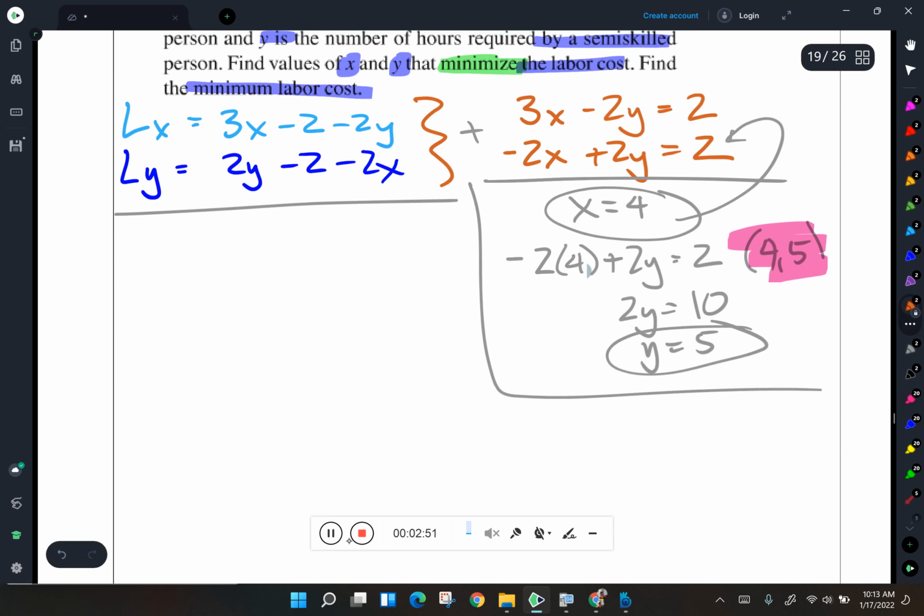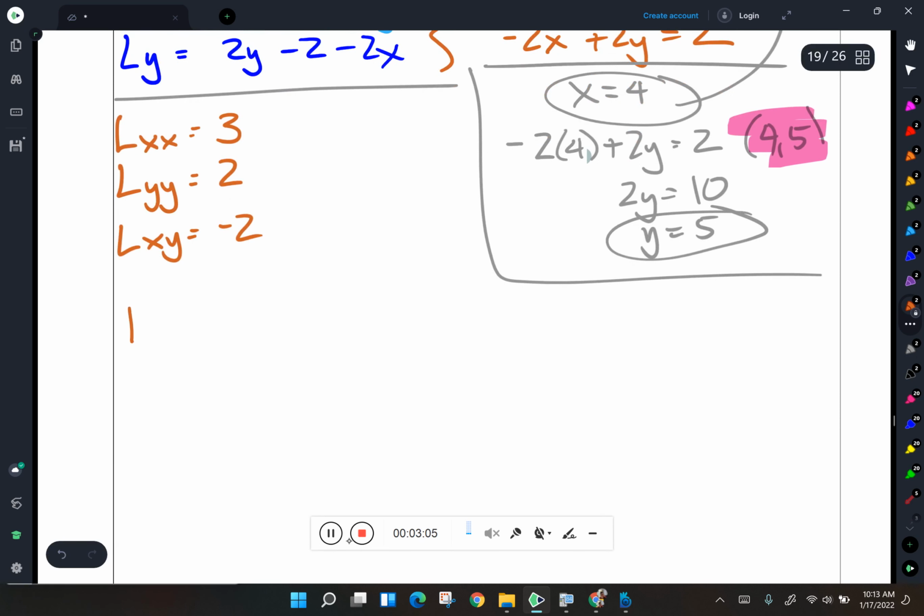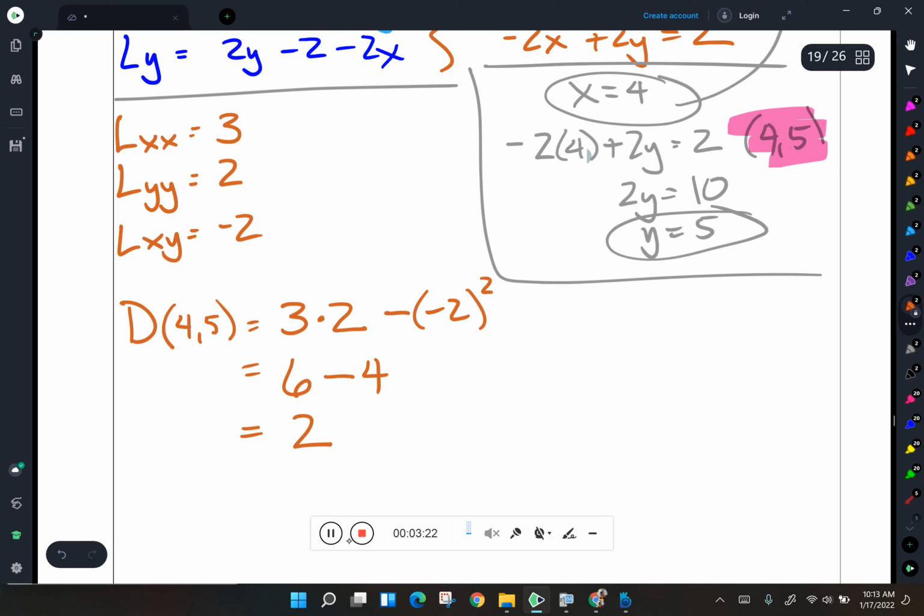I'll need those second partials. So L sub x, x is going to be equal to 3. L sub y, y is going to be equal to 2. And L sub x, y would be equal to negative 2. And so then I'll build my discriminant. My discriminant for the point (4, 5) is going to be xx times yy minus xy squared. So that's 6 minus 4. So that's 2, okay, which is greater than 0.